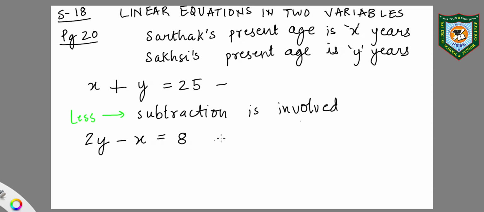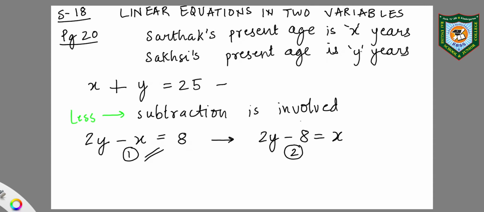For somebody who got a different answer, your answer might look like this: 2y minus 8 is equal to x. Both of them are the same equation. Now we are going to go through equation number 1 and equation number 2 very slowly so that you all understand. Y is Sakshi's age, x is Sarthak's age. So 2 times Sakshi's age minus Sarthak's age is equal to 8 is for case number 1.